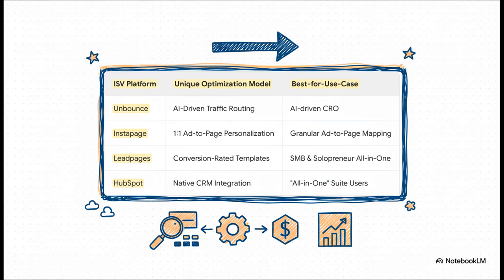The tool you use here really says a lot about your philosophy. Do you trust an AI like Unbounce to just automatically find the best page for you? Or do you want that super granular human control you get with Instapage, where you can create a perfect one-to-one message match between the ad and the page?